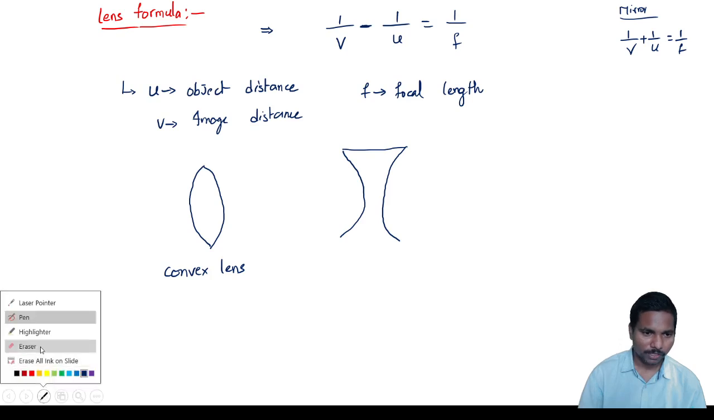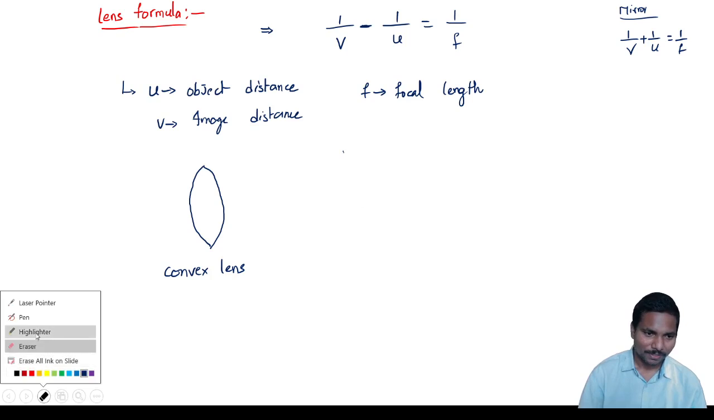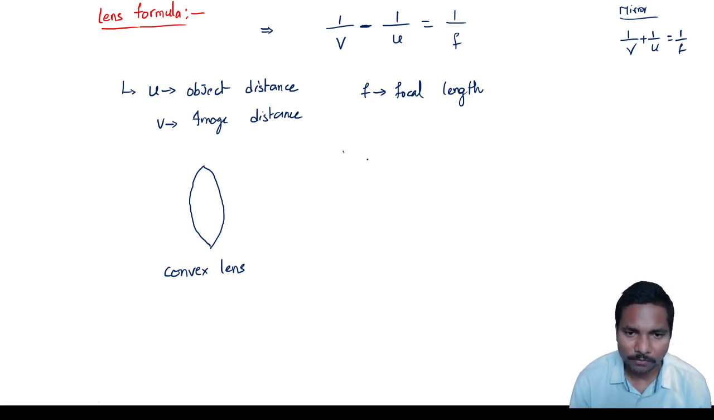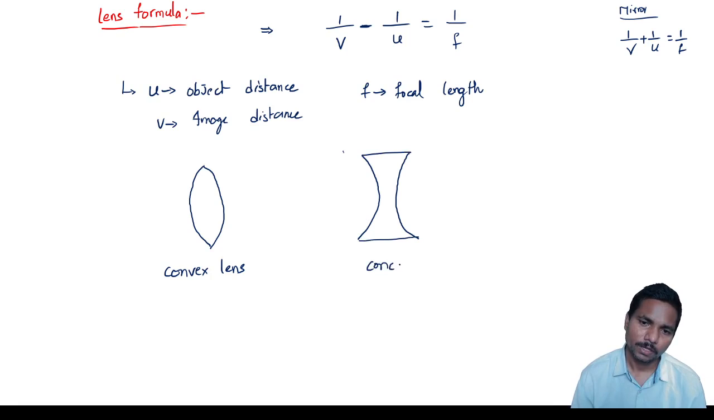I am very weak in diagrams. Drawing with the pen tab is somewhat difficult. Okay, yes. So this is the concave lens.